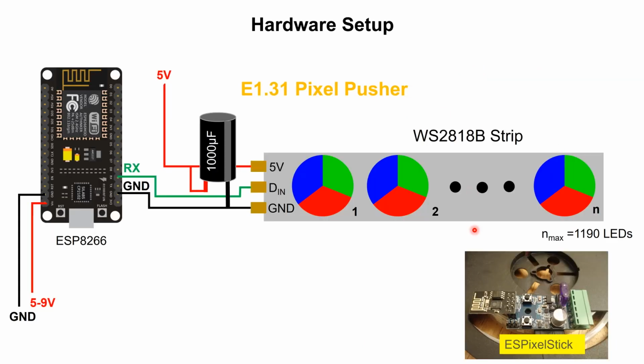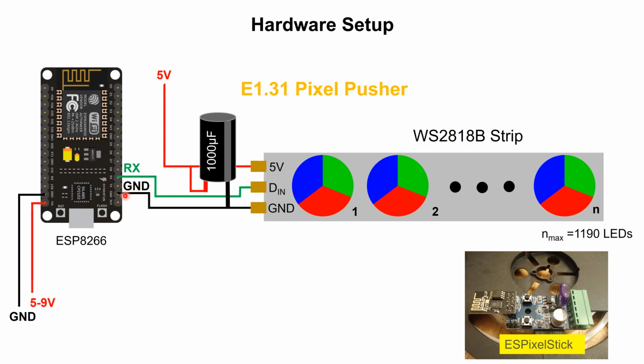The hardware setup is actually very simple. This is inspired from this particular project, ESP Pixel Stick. Shelby is the guy who developed this. He has a GitHub page where he has open sourced the whole project, so you can go ahead and look at it. But what I'm doing here is slightly different. In this case, I'm using an ESP8266, very similar to what Shelby has done here.